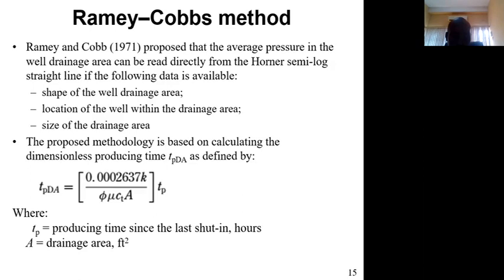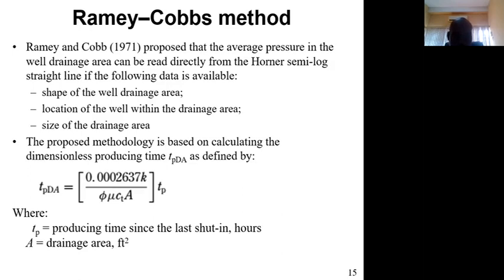Three things are essential to using the Ramey and Cobb method. One, the shape of the well drainage area must be known. Is it a circular drainage area? Is it square? Is it hexagonal? Two, where is the well located in the drainage area? Is it central? Is it closer to one of the boundaries? And three, what is the size of the drainage area? The reservoir extent needs to be known to use the Ramey and Cobb method.